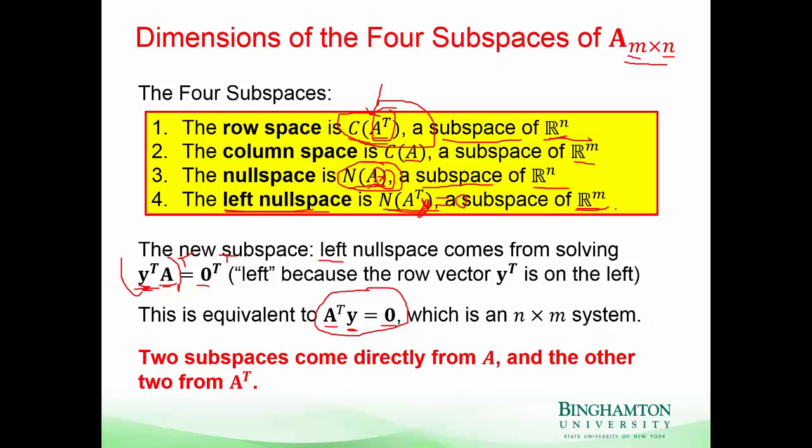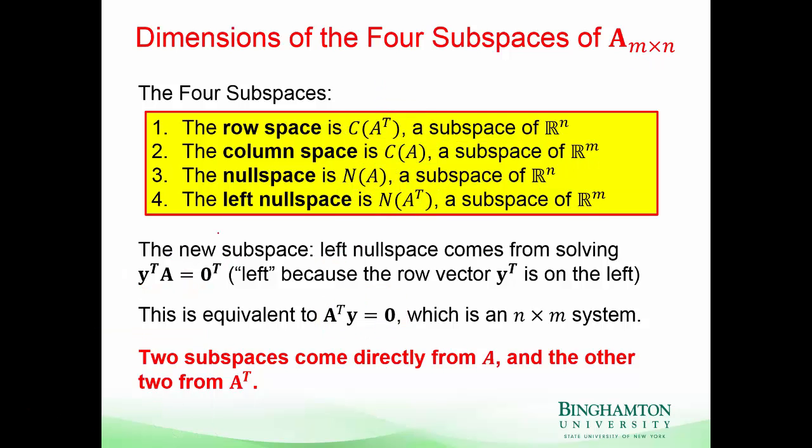It's interesting here to note that 2 of these 4 subspaces come directly from the A matrix, and the other 2 come from A transpose. And the other thing to note is that we have a column space from each, and we have a null space from each. So keep that in mind. That's how you can think of what spaces we're talking about here.